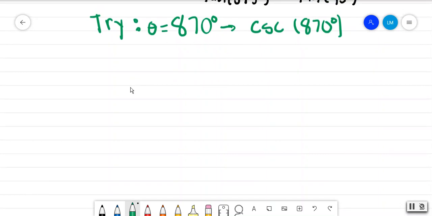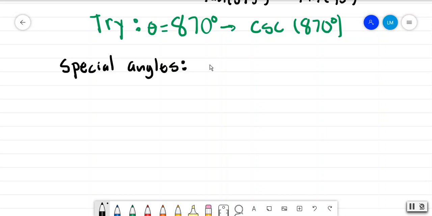Now, the thing that we're going to look at is special angles. When we talk about the special angles, basically we're talking about the 30, 45, 60, which, I mean, we kind of did that just now.